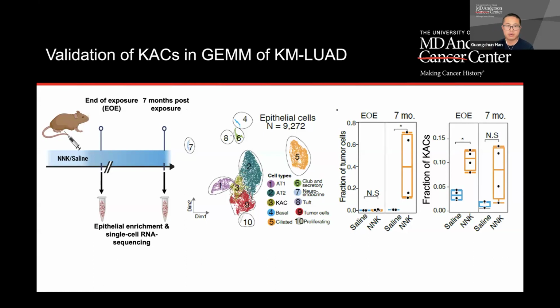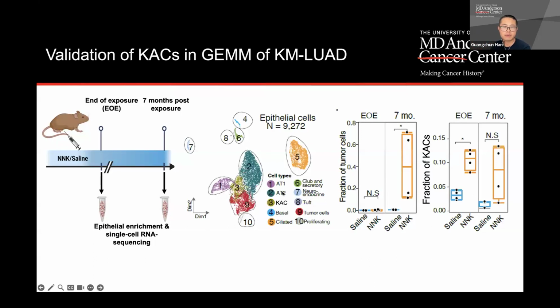And using these 2 time points, we want to gain an overall view of cellular abundance dynamics regarding tumor cells and the CAC progenitor cells. So we performed single cell RNA sequencing for those 2 time point samples. Within the epithelial cells, we identified equivalent cell populations in the mouse model.